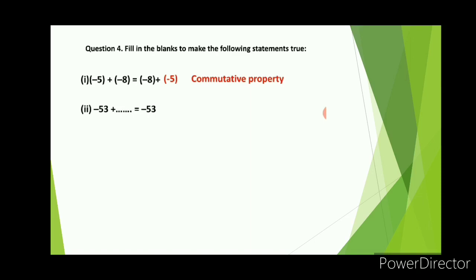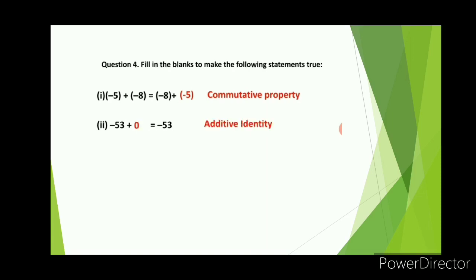Second question, minus 53 plus dash equals minus 53. When any number is added with another number and the answer is the same number itself, what will be that addend? Yes, good, 0. So, which property is this? Additive identity. We know that 0 is the additive identity.